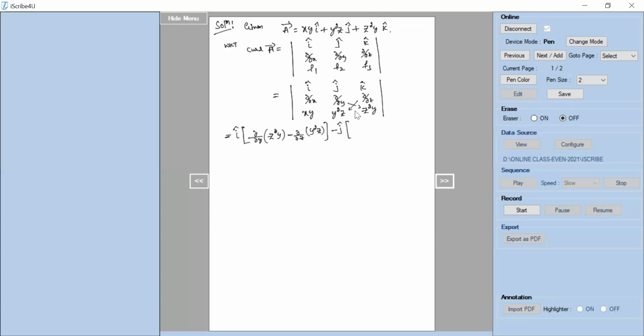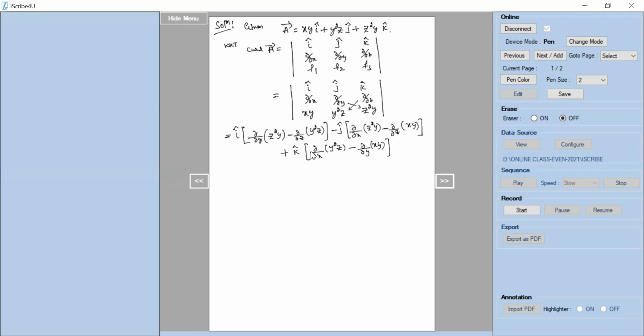It is a cross product of this: ∂/∂x of z square into y minus ∂/∂z of this into this, xy. It is just an expansion of a determinant. Plus k cap into, so leave this column, leave this row. So take a cross product now. ∂/∂x of this, ∂/∂y of this. So it is ∂/∂x of y square into z minus ∂/∂y of xy. Right? So this is the expansion of a determinant.